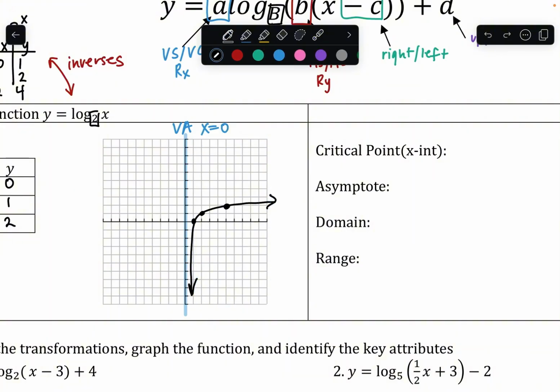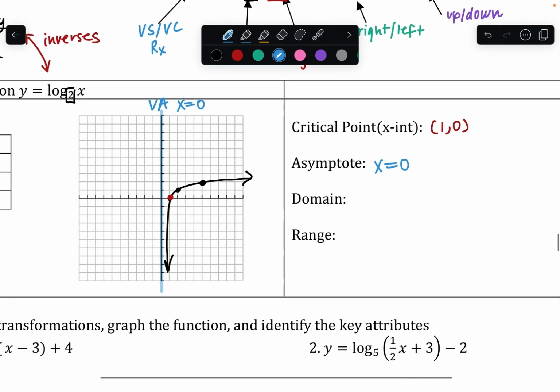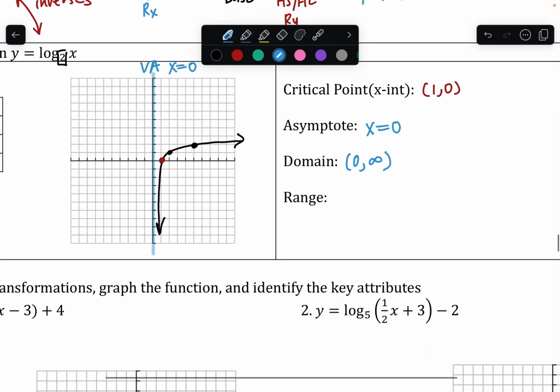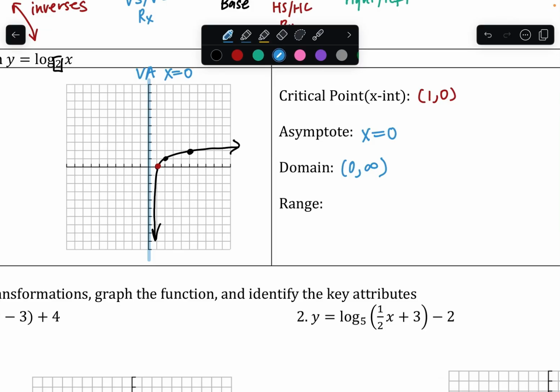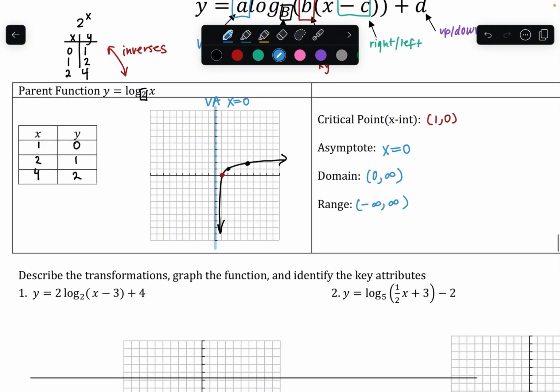And so when we list some of our key features, the critical point that we keep track of is the x-intercept at 1, 0. And then the asymptote that I just graphed is x equals 0. The domain is to the right of the asymptote, so 0 to infinity with a parenthesis. That's the positive values. And then our range this time is all real numbers. So notice this is completely opposite of what we did with exponential.